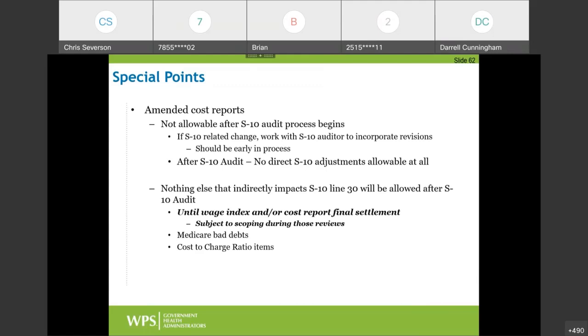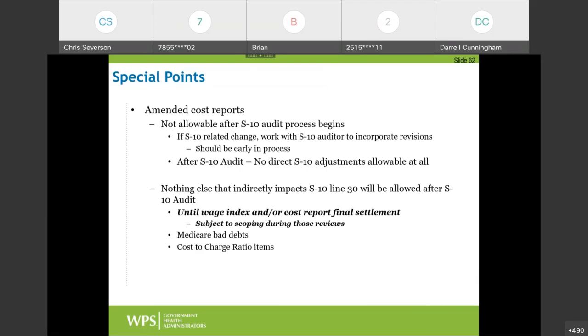After the S-10 audit is done, there are no direct S-10 audit adjustments allowable. We've already audited the data. We've locked it in. We're not going to allow those numbers to be changed. But furthermore, nothing else that indirectly impacts line 30 will be allowed.